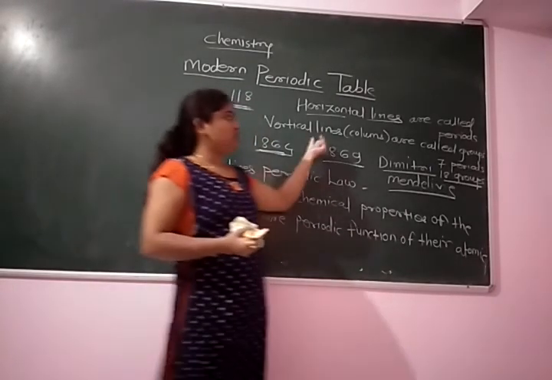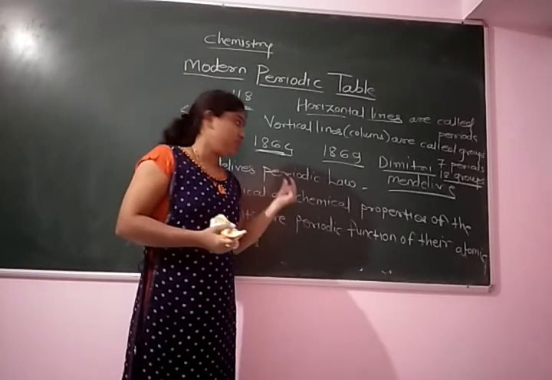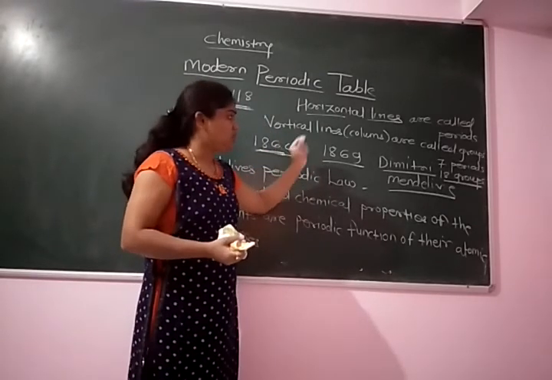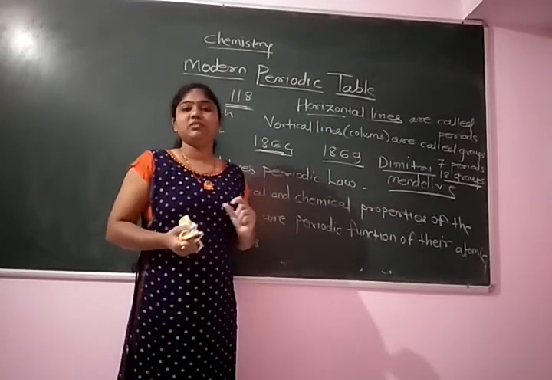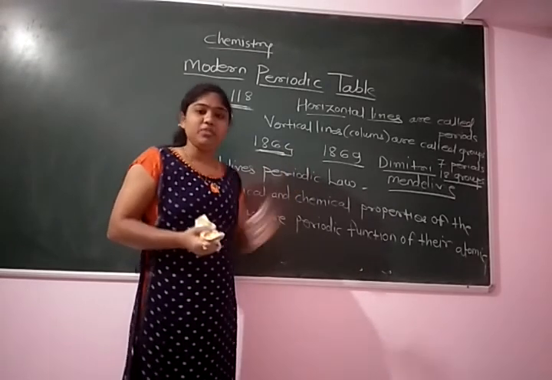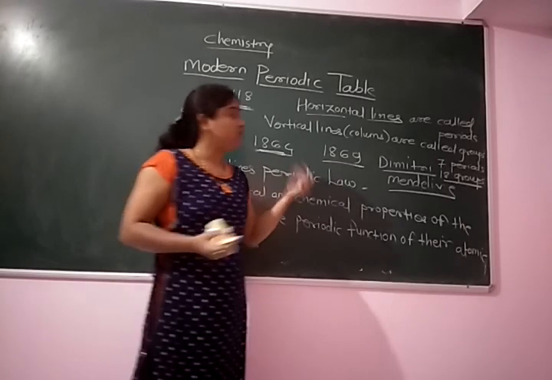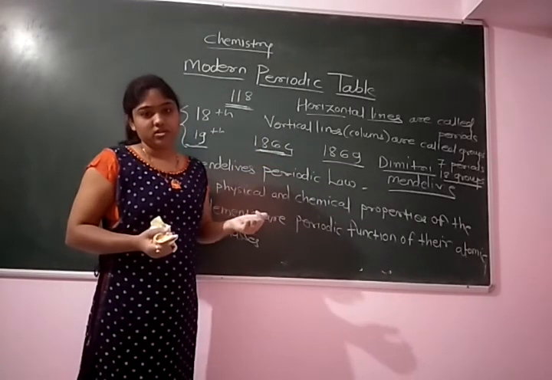Okay. So horizontal lines are called periods. Total 7 periods in his periodic table, and vertical lines or vertical columns are called groups. So a total of 18 groups are present in his periodic table. In those groups and periods he arranged the elements in the increasing order of their atomic masses.